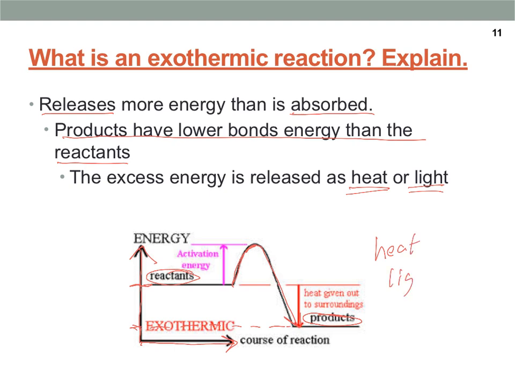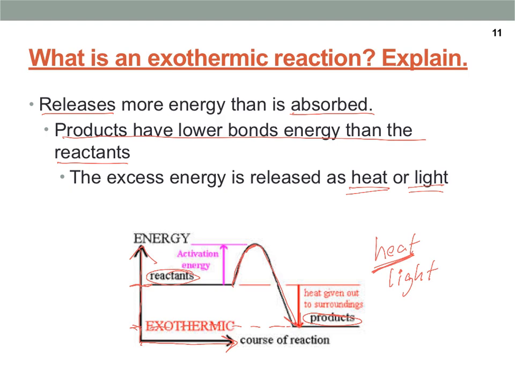or light. An example of a reaction giving off heat, we like those instant heat packs. It's actually a bag within a bag. There's two chemicals in there. When you break the inside bag, the chemicals mix, makes this exothermic reaction, and heat is produced.